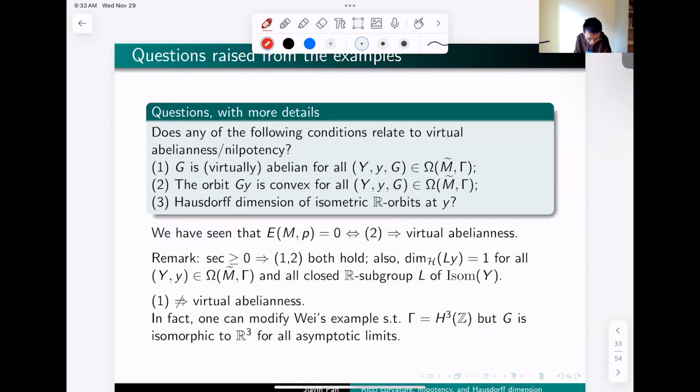And let me also point out that the first condition actually does not imply virtual abelianness, because it turns out that we can modify Wolfram's construction so that even if you start with your group as a Heisenberg 3 group, the limit group is always isomorphic to the abelian R3 in all asymptotic limits, right? So somehow the group structure, this nilpotency, may not be reflected in these algebraic limits. So like this G, it becomes abelian now. So you lost the information there.